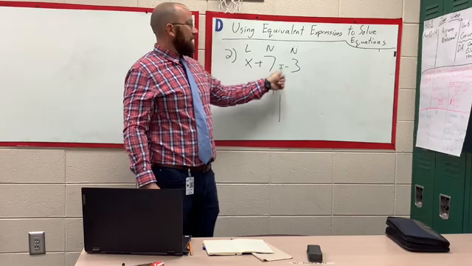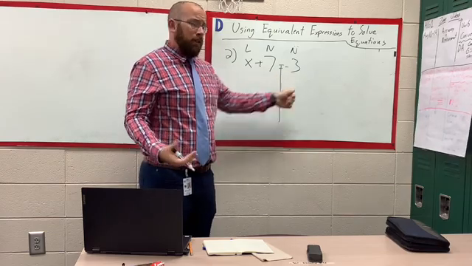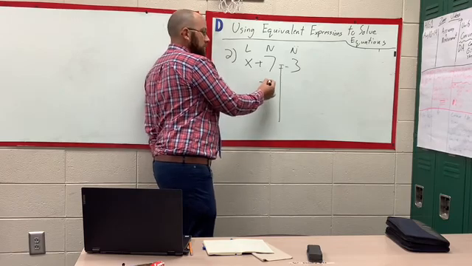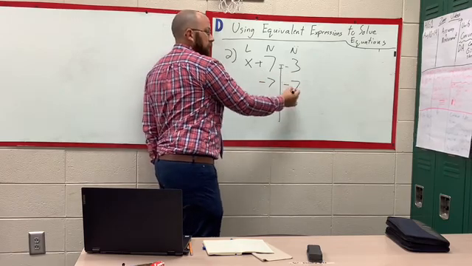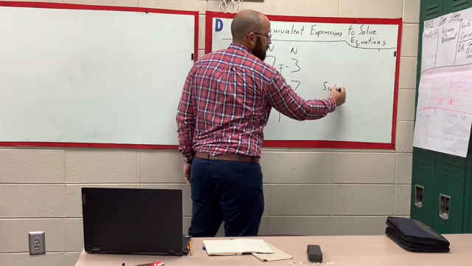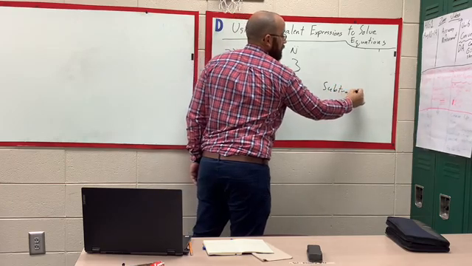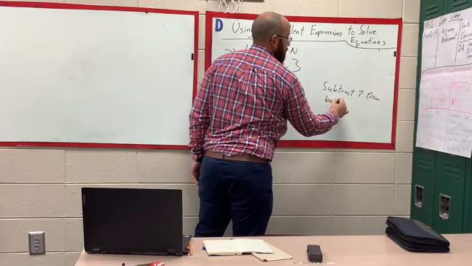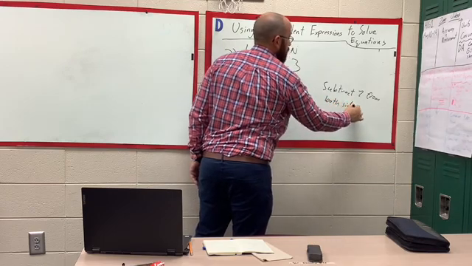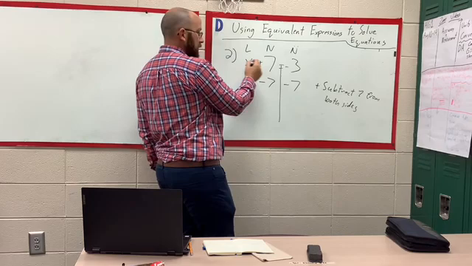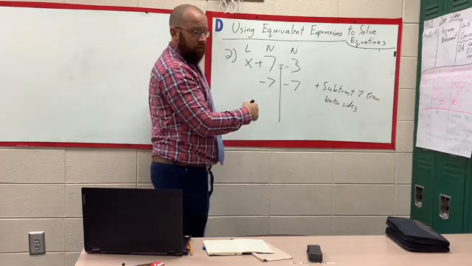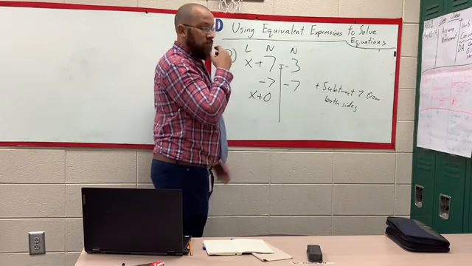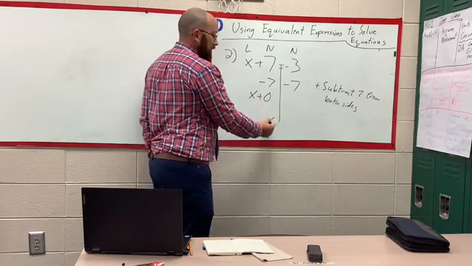So how would I get that 7 across the wall? I have to use an inverse operation. So what is the inverse operation of plus 7? Subtract 7. So all I'm going to do is subtract 7 from both sides. And that gives me, what's 7 minus 7? 0. And since 0 doesn't matter, it has no bearing, we can just get rid of it.